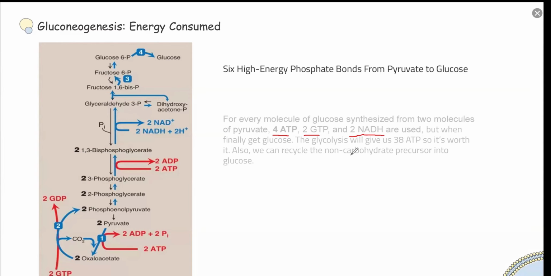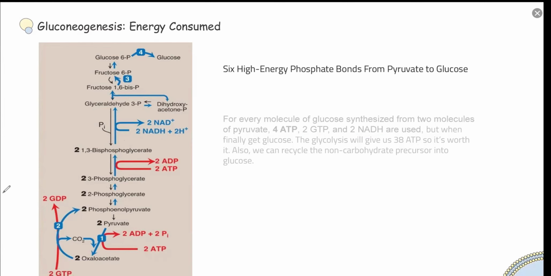Also, we can recycle non-carbohydrate precursors into glucose. Before you convert the oxaloacetate into glucose, you need to utilize 2 ATP here and another 2 ATP here, making a total of 4 ATP, 2 GTP, and 2 NADH. So it's an energy-consuming pathway. But after the glucose is generated, about 38 ATP can be obtained from that glucose. That is why it is worth it.